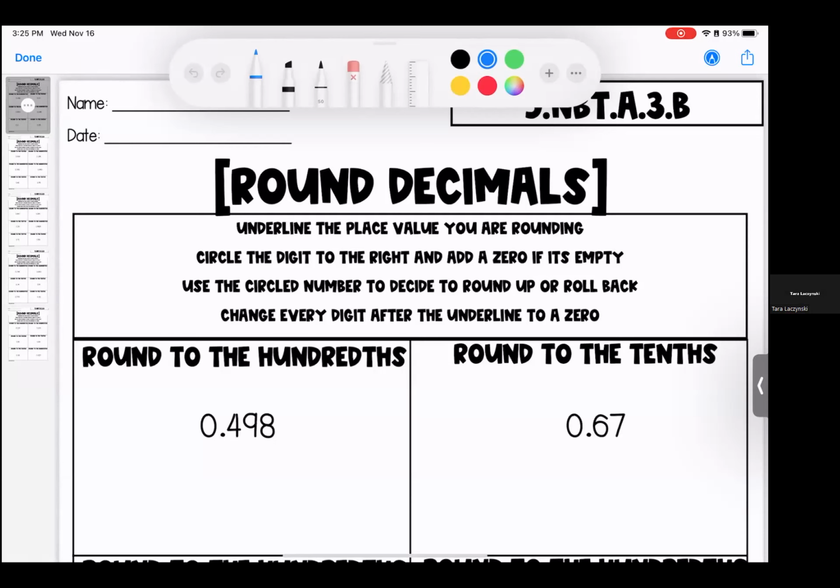So make sure that you're underlining the place value that you're rounding to. Circle the digit to the right and add a 0 if it's empty. This is very, very important when we're working with decimals. Use a circled number to decide if you should round up or roll back. And as always, change every digit after the underline to 0 for your final answer.